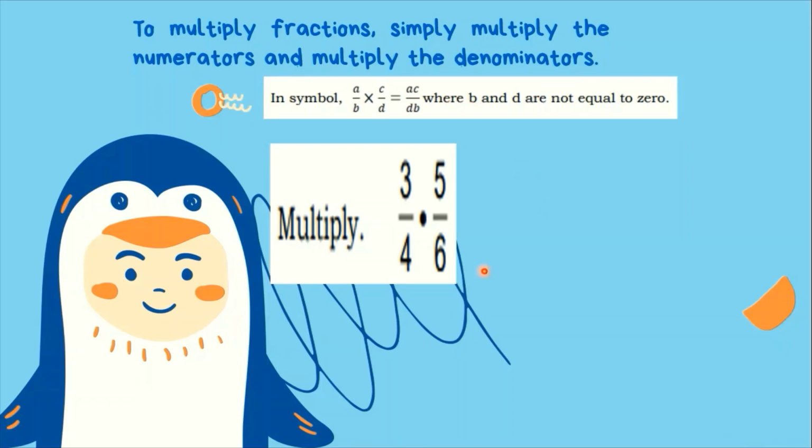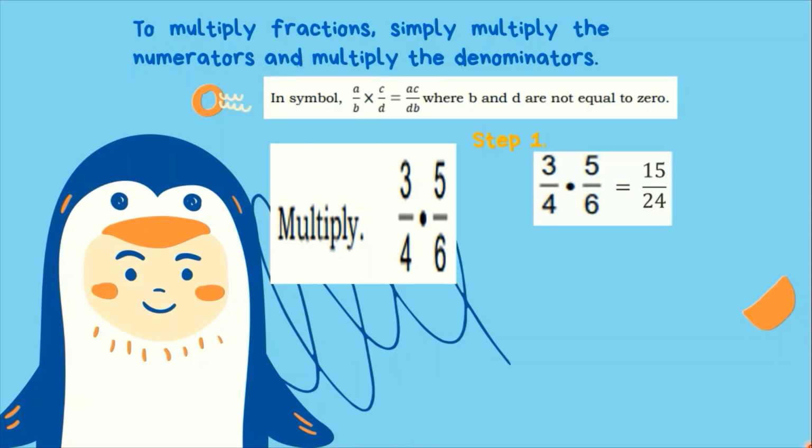In symbol, A over B multiplied to C over D will be equal to AC over DB, where B and D are not equal to 0. Hindi pwede maging 0 ang ilalim or denominator ng isang fraction. We have here a given example. We have to multiply 3/4 and 5/6.